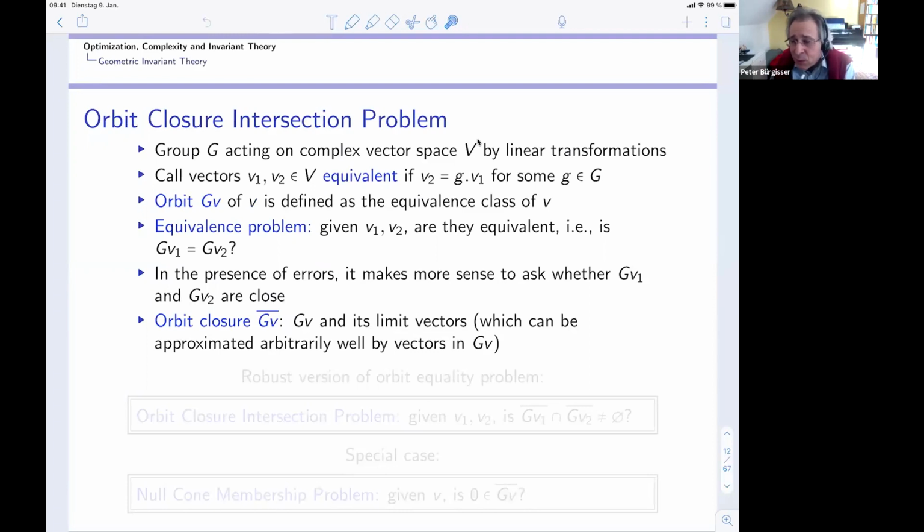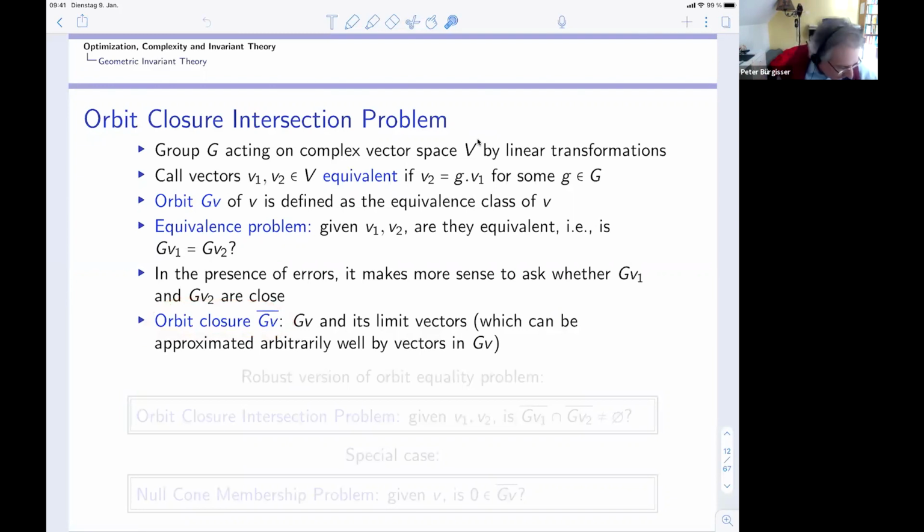So maybe you would rather ask whether these two orbits are close in a certain sense. And if you think about it after some time, you realize that the right way to formalize it is as follows. So you look at the orbit closure. So you have this orbit, and then you take its closure with respect to the Zariski topology. So all the vectors in the orbit and all those that can be obtained as a limit of a sequence of vectors in the orbit.